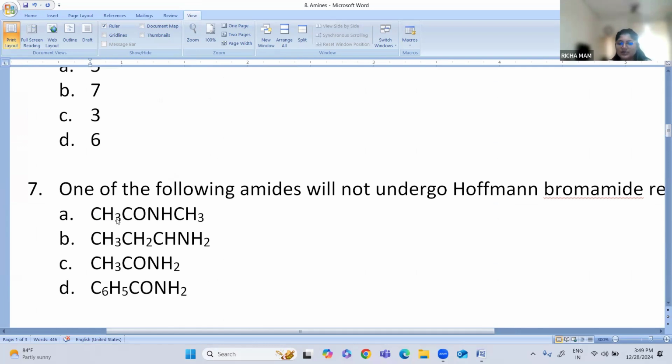So it is a very small chapter, but a very important chapter. Mainly Hofmann bromamide degradation reaction, then Gabriel phthalimide synthesis, then Hinsberg reagent, then diazotization, then reduction method, how to do diazotization, and the basic nature of amines. Only on these the questions will be asked. These are the main topics, and based on these, different frames of questions will be asked. If you have any doubts, you can ask me now.